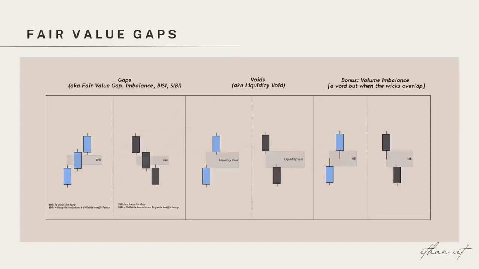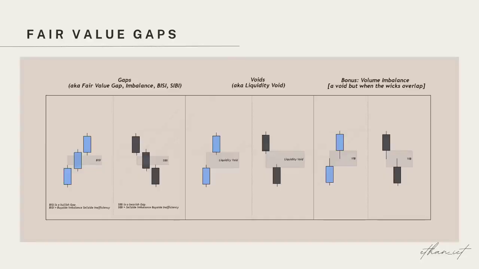When looking for inefficiencies in the market, I look for 3 types of gaps: fair value gaps, liquidity voids, and volume imbalances. Fair value gaps are formations of 3 consecutive candles. A bullish fair value gap is created when candle number 1's wick high does not meet candle number 3's wick low. A bearish fair value gap is created when candle number 1's wick low does not meet candle number 3's wick high.